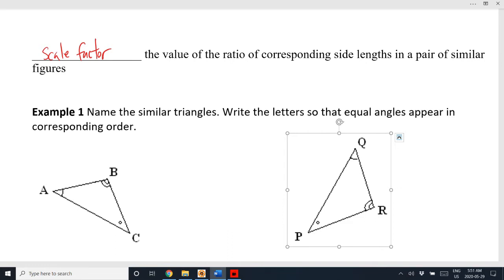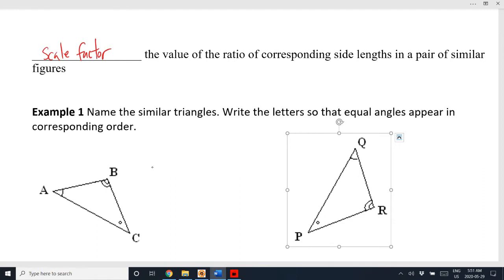Example 1. Name the similar triangles. Write the letters so that the equal angles appear in corresponding order. So here we can see we have two different triangles. We're not given any information on the side lengths. So at this point, we can only conclude that the triangles are similar.